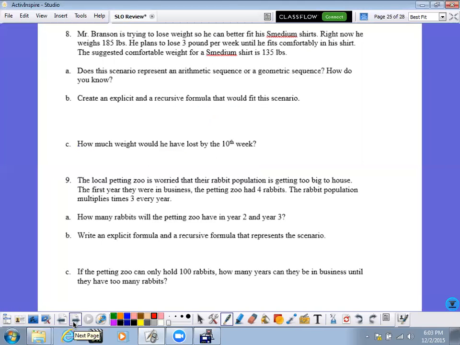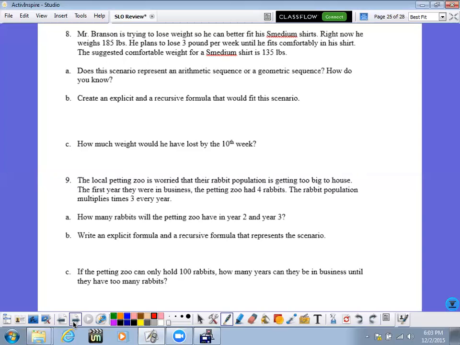All right, number 8. Mr. Branson's trying to lose weight so he can better fit his medium shirts. Right now he weighs 185 pounds. He's going to lose 3 pounds per week until he fits comfortably in his shirt. The suggested comfortable weight for a medium is 135 pounds. Does it represent an arithmetic sequence or geometric sequence, and how do you know?